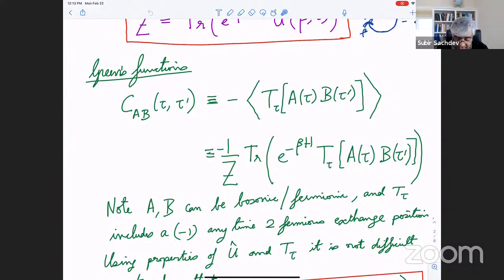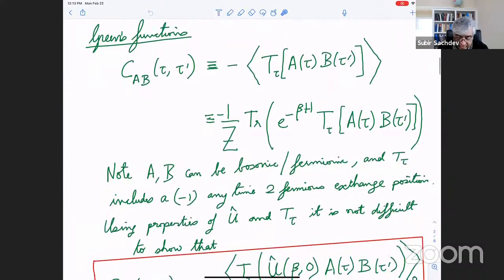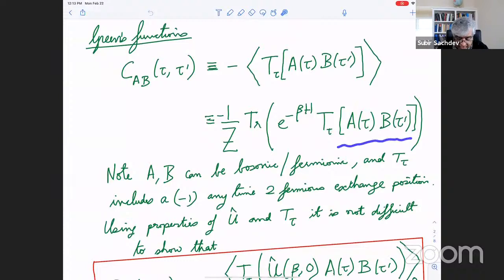All right, so this is what it is. And more formally, this is the expectation value at a temperature beta of the full Hamiltonian of this time-ordered product. Also, the time ordering is defined in a way that every time you move a fermionic operator past another fermionic operator, you pick up a minus sign.